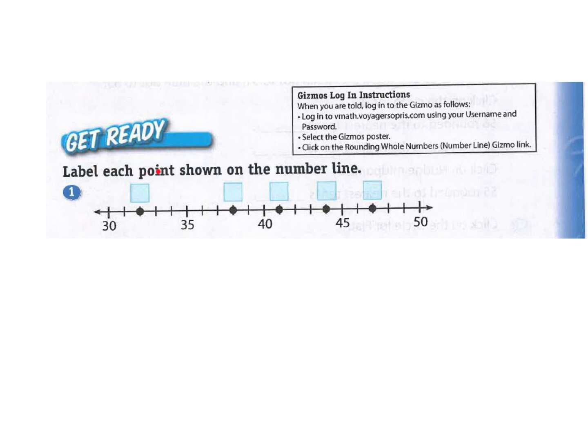So it says label each point shown on the number line. So we're going to use this number line. Here's 30, here's 35. So each tick mark is going up by ones. So 30, 31, 32. So we'll write in 32, 33, 34, 35, 36, 37, 38. Write that in. 39, 40, 41. Write that in. 42, 43, 44. 45, 46, 47. So now all of those are labeled on your number line.